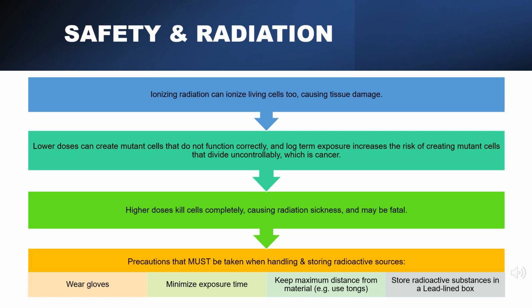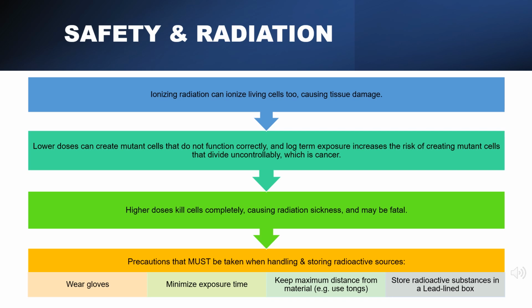So lower doses will cause minor damage without killing cells, but if there is long-term exposure to the same lower dose, it can cause the creation of mutant cells which will divide uncontrollably and cause cancer. Now, higher doses can be fatal because they kill cells completely, and it can even cause radiation sickness.